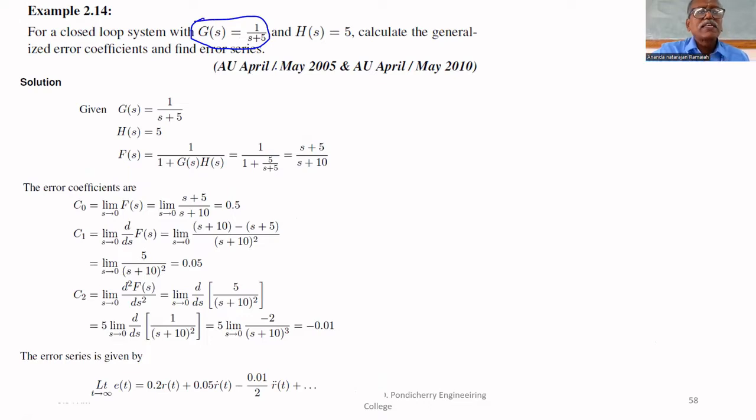For a closed loop system, G of S equal to 1 upon S plus 5 and H of S equal to 5. Calculate the generalized error coefficients and find the error series. What is the error series?